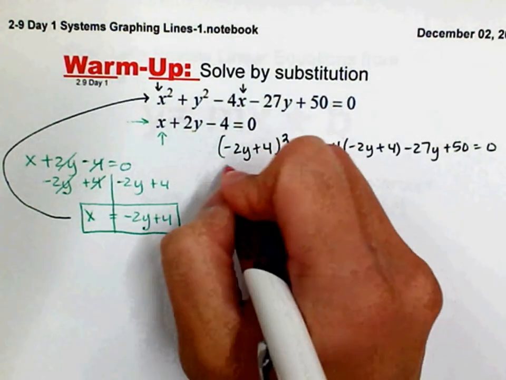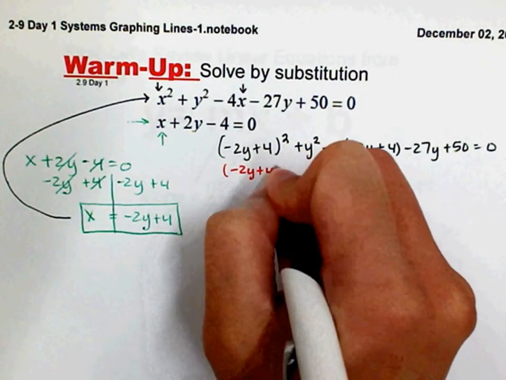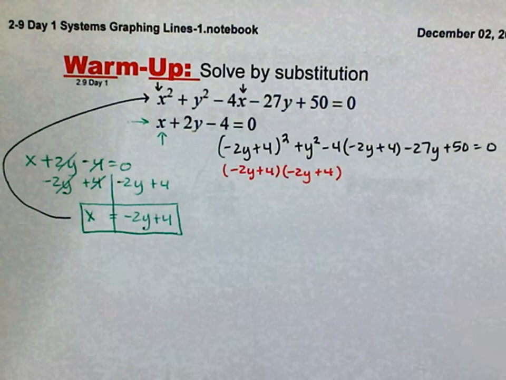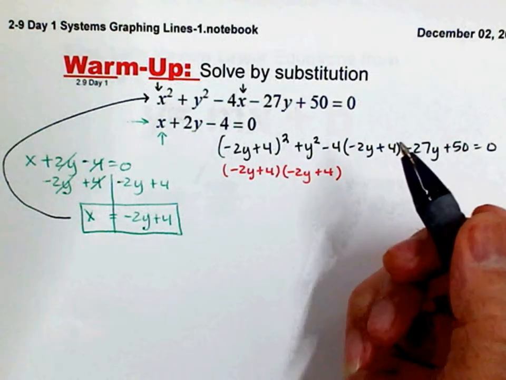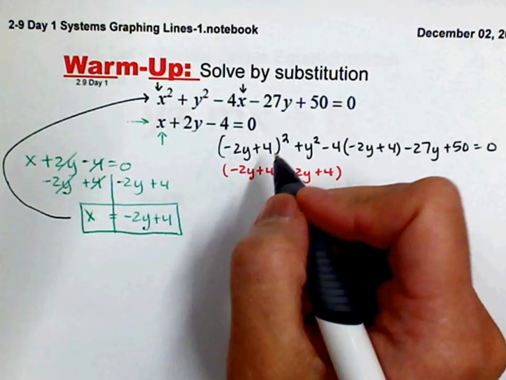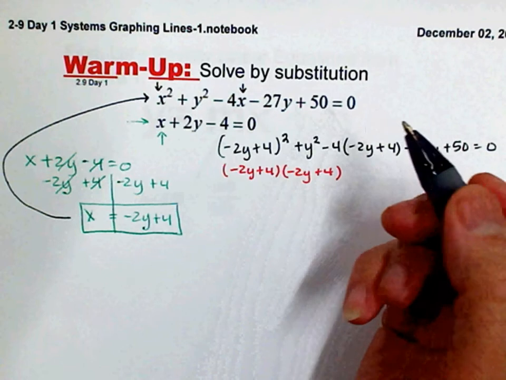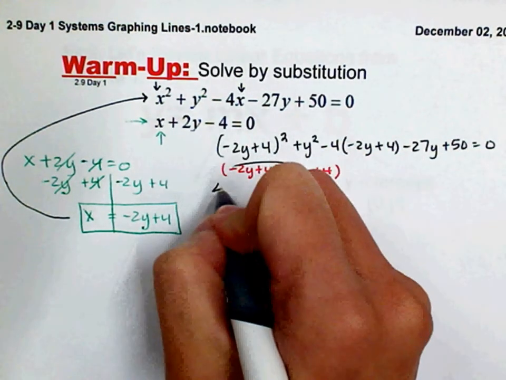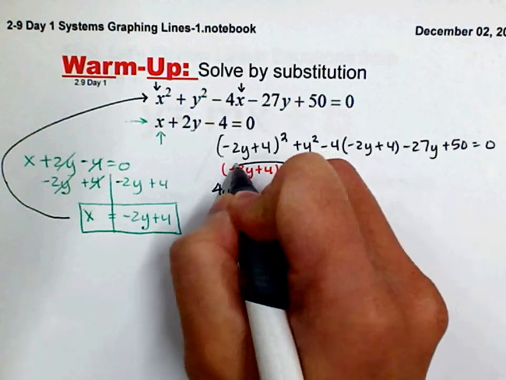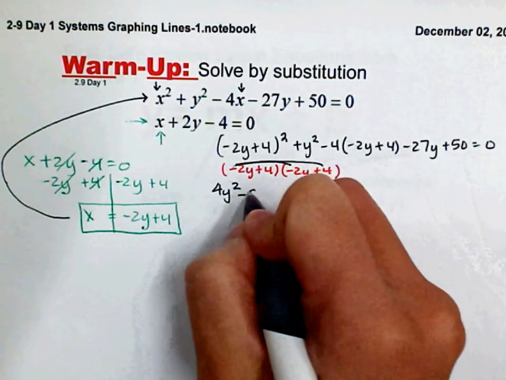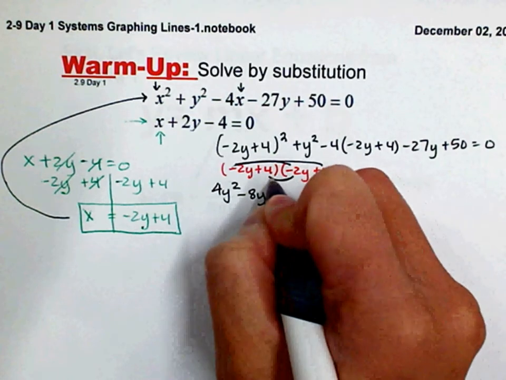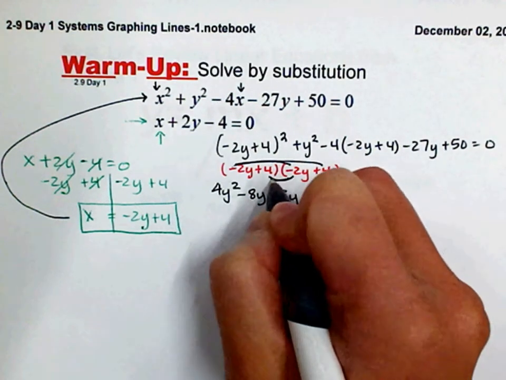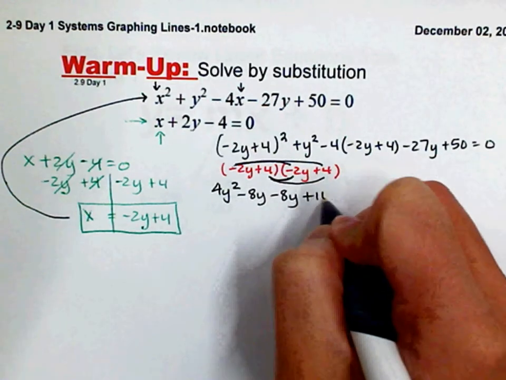This right here is the same as negative 2y plus 4 2 times. That's what that square means. Alright? So we are going to multiply. We're going to FOIL. Use FOIL method. Some of you know that. Some of you just know that you multiply them. So negative 2y times negative 2y is 4y squared. Negative 2y times 4 is negative 8y. Here's the other. Take the second one times the first, negative 8y. Take the second one times the second, plus 16.